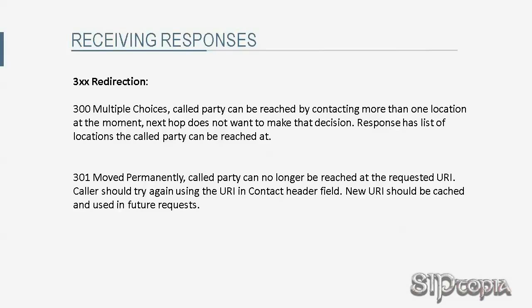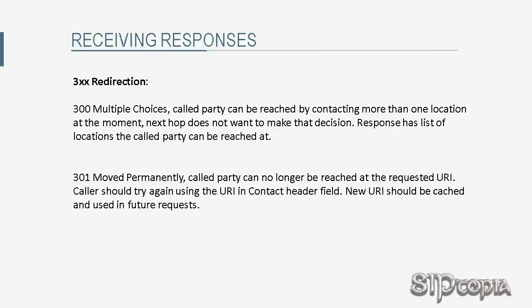Now the 301 Moved Permanently. This response indicates that the called party can no longer be reached at the requested URI. The caller should try again by using the URI provided in this response's Contact header field. This new URI should be cached by the caller and used in future requests.